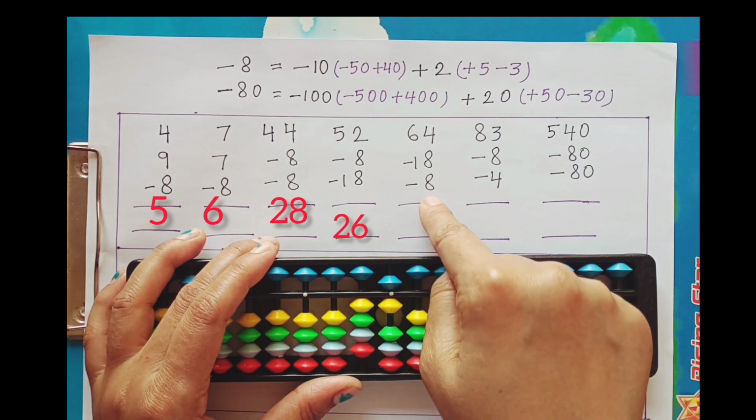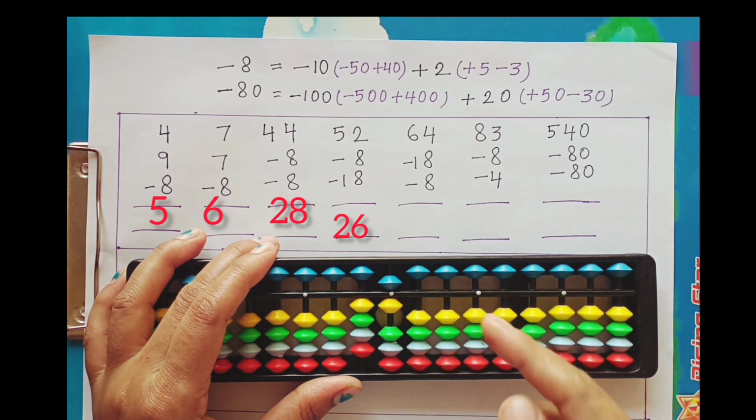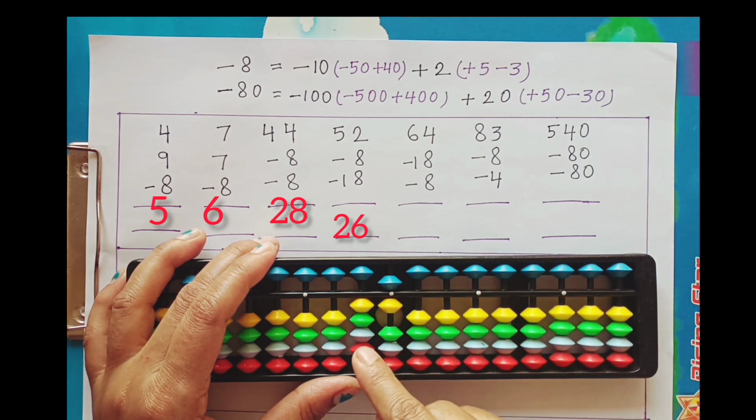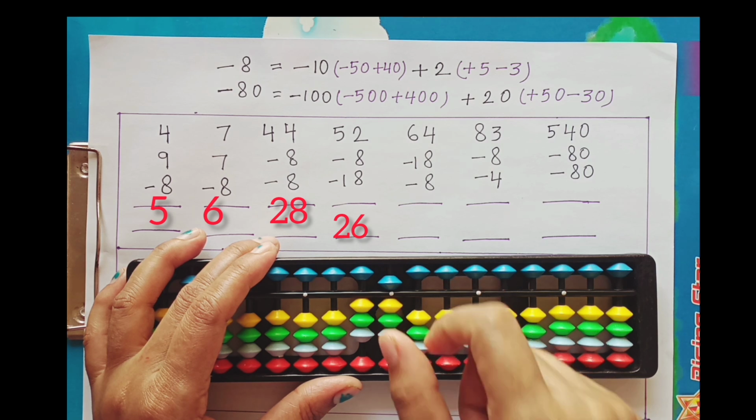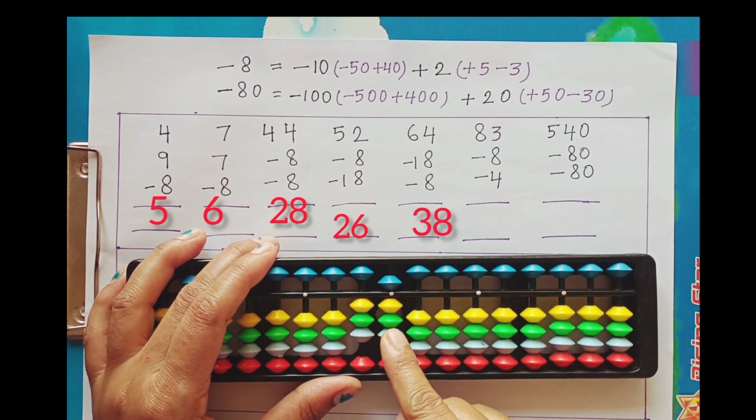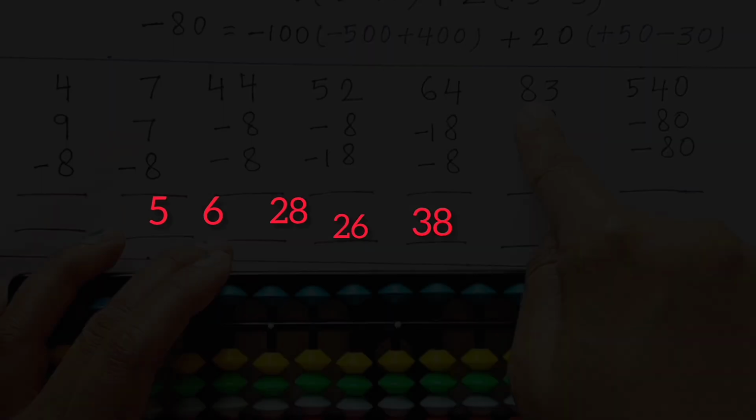Again, we need to subtract an 8. This time, to subtract an 8, we will apply tens complements. Subtract a 10, add a 2. The answer is 38.